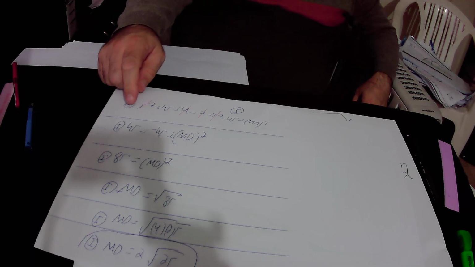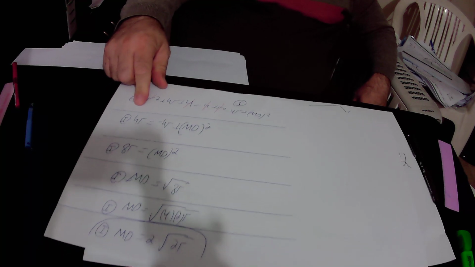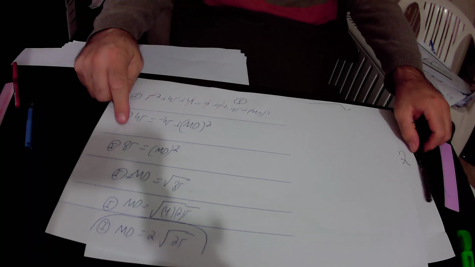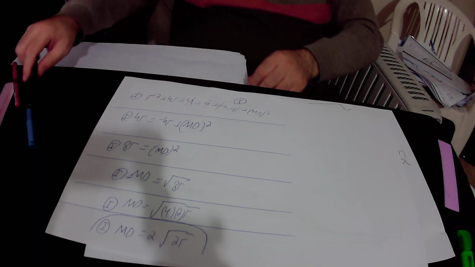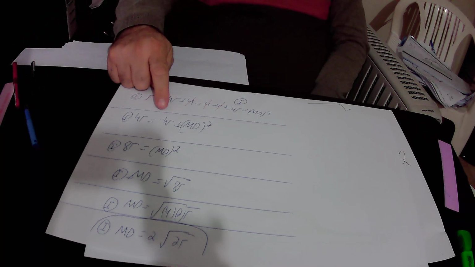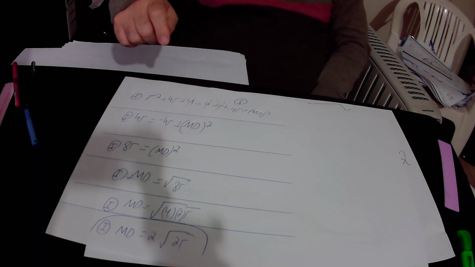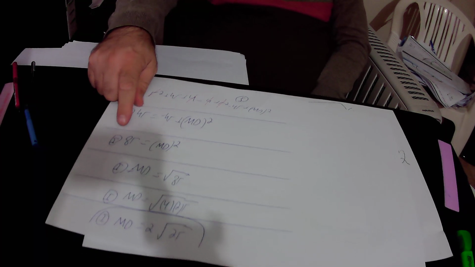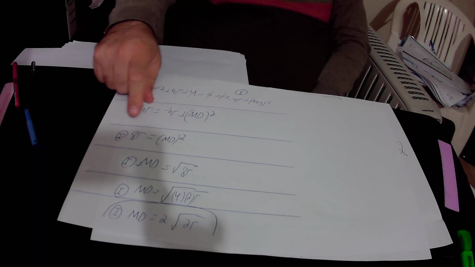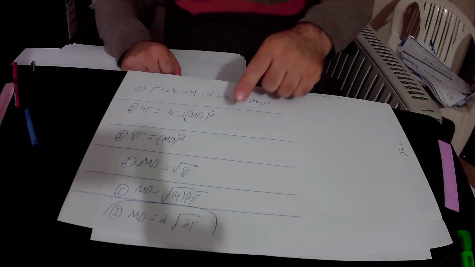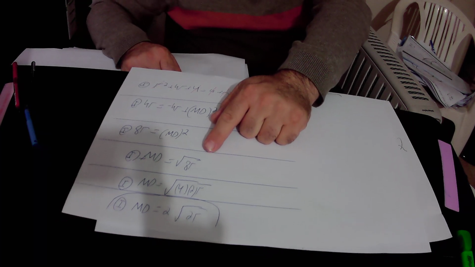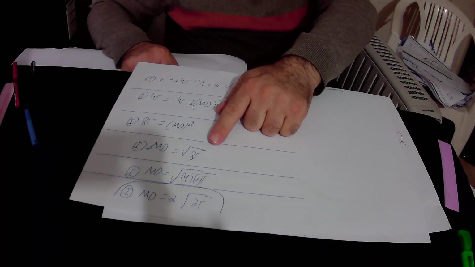Here we added 4R to this equation number 1, and we got that 4R plus 4R is 8R, and 4R minus 4R is 0, so we got that 8R equals MD square. We took a root from this equation number 1, and we got that MD equals the square root of 8R.